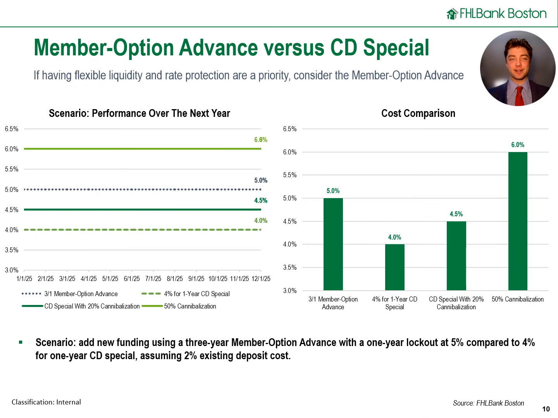Now, let's look at some scenarios to see how using FHLBank Boston Advanced Funding Solutions compares to offering deposit specials. In this scenario, we're adding new funding using a 3-year member option advance with a 1-year lockout at 5%, compared to a 1-year CD special at 4%, assuming 2% existing deposit cost. At 20% cannibalization, the marginal cost of the CD special is 4.5%, and at 50%, it's 6%. This scenario uses rates from January 2nd, 2025, and looks forward the next 12 months.